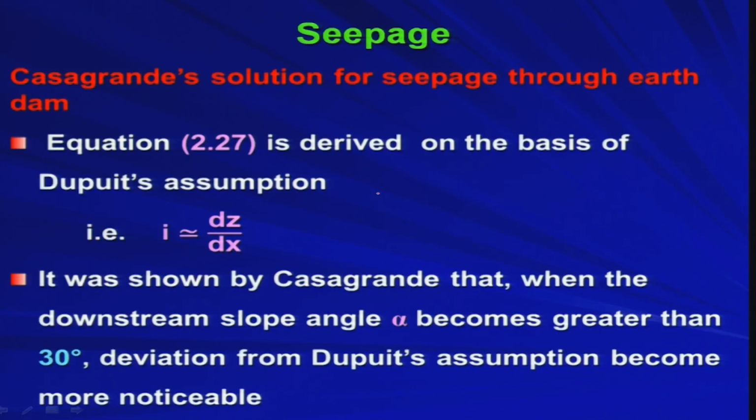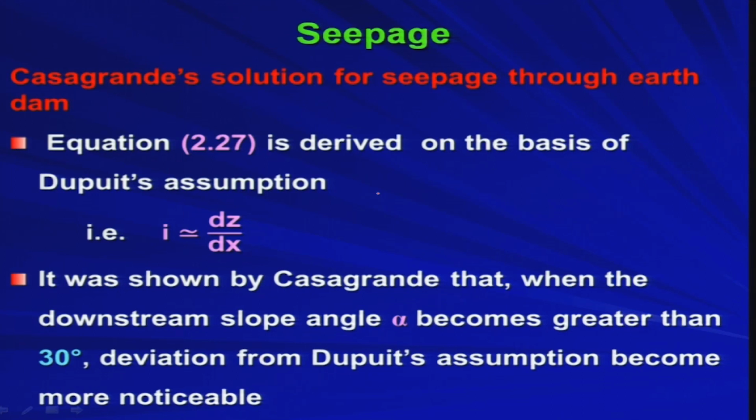Now, as I told you, we assume that I is equal to dz dx, right. Sometimes this assumption is not serving well for the steeper slope. So, Casagrande has proposed some modification in this assumption. Equation 2.27 is derived on the basis of Dupuit's assumption, that is I approximately equal to dz dx. Already we have derived based on that.